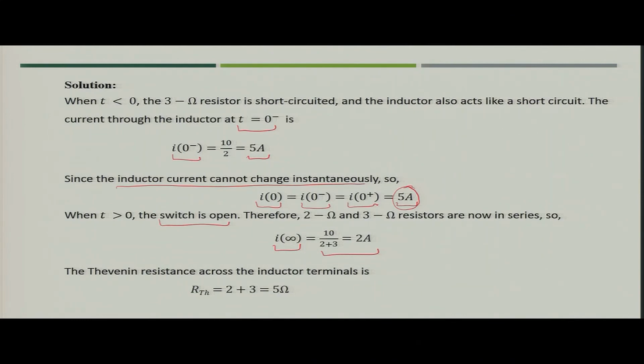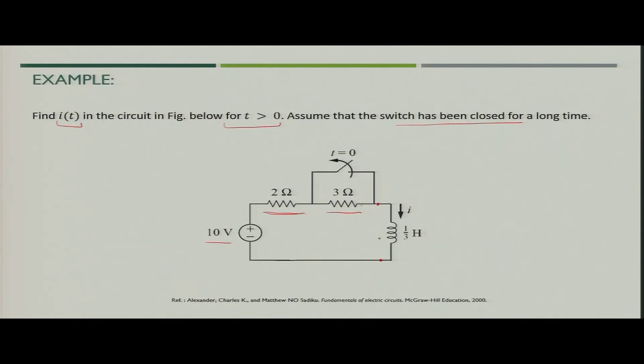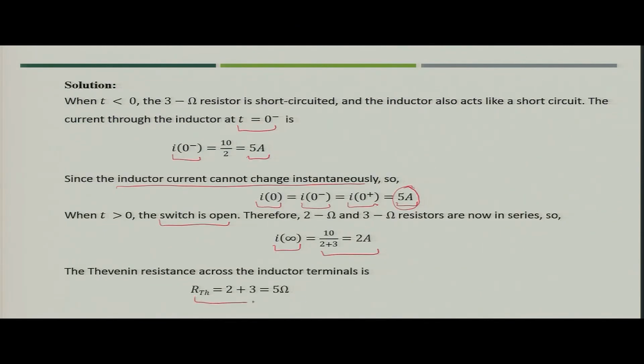Now, if you see this particular figure, if you see the Thevenin equivalent, what will happen? The Thevenin equivalent will be a 10 volt source in series with a 5 ohm resistance. So, this would be the Thevenin equivalent which you look into from the inductor side. So, RTH is nothing but 5 ohm.